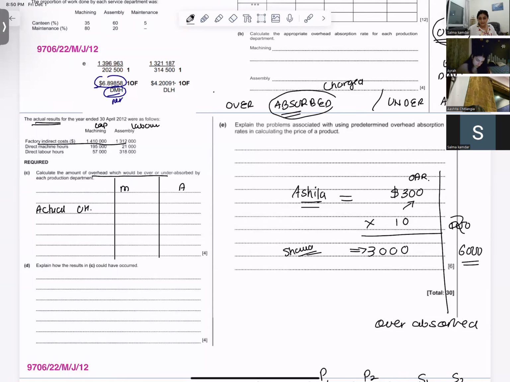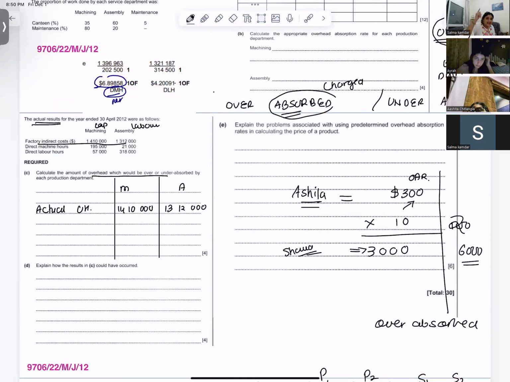11410. For what means the indirect cost, right? Yeah, the indirect cost is the actual overheads. Okay, so 1410000 then. So the actual overheads for the machining department is how much? That means my actual recovery for the machining department is 1410,000, and for the assembly department is 1312,000. Are you with me? Yeah.